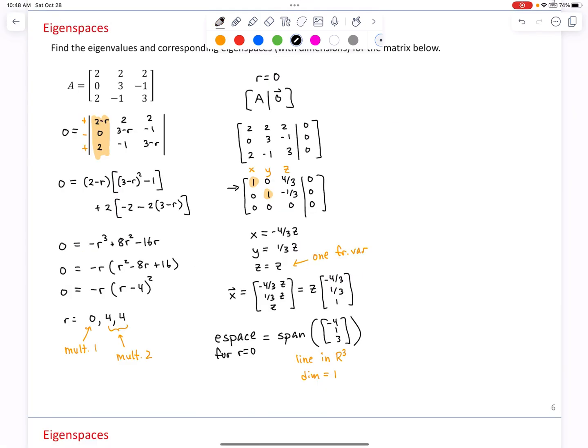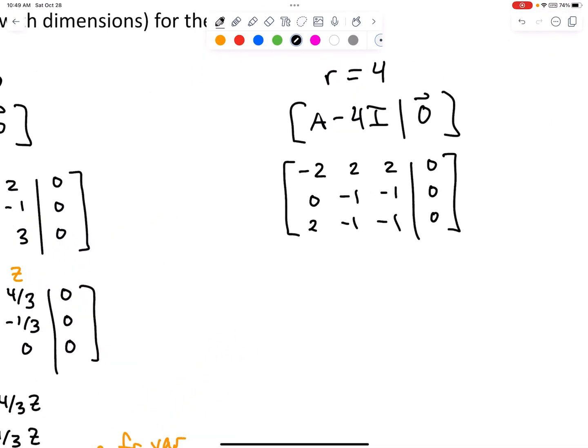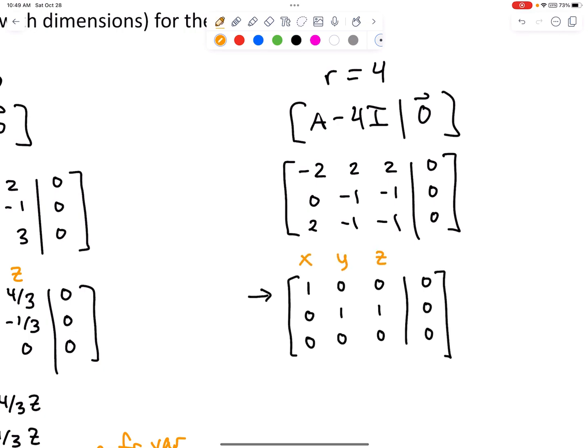And now for the second eigenvalue, r equals 4. So we're going to set up A minus 4I, augment it with the 0 vector. So subtract 4 from the main diagonal of the matrix A, and we get negative 2, negative 1, and negative 1 as the new main diagonal. The other entries will stay the same. Now we put this matrix in reduced row echelon form. Identify the free variables. We have pivots here and here, so z is the only free variable here.